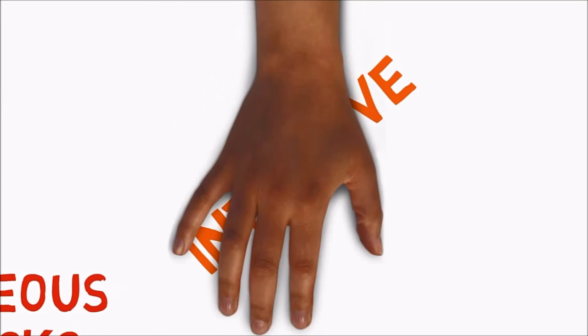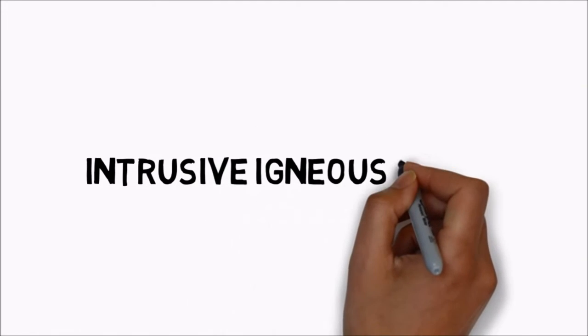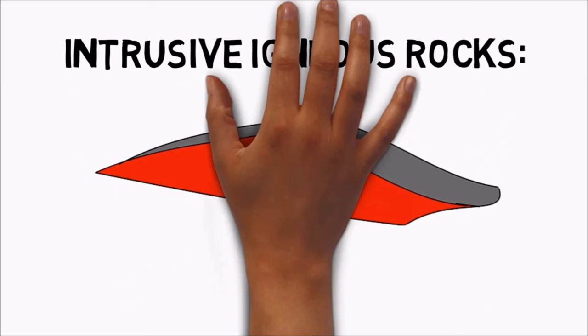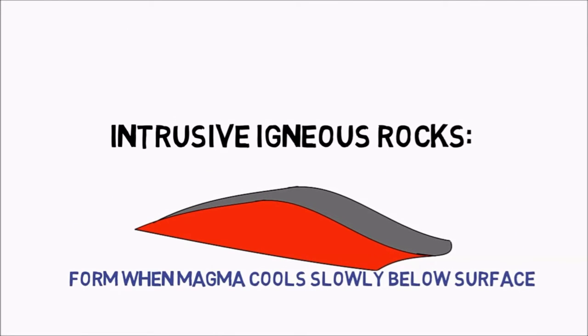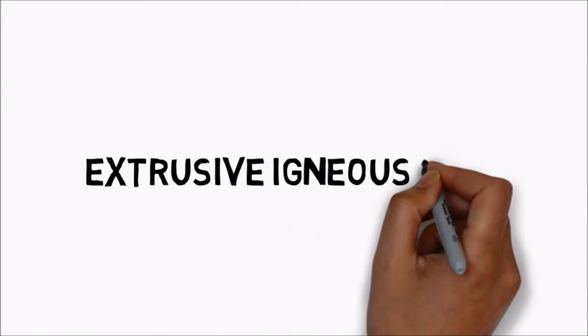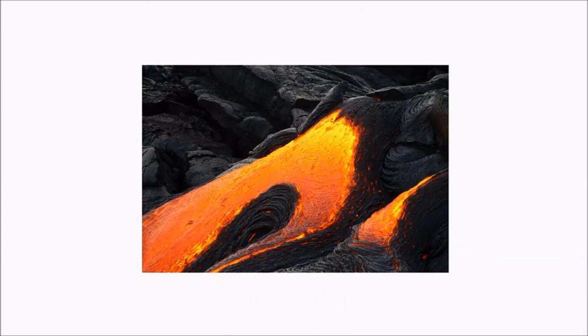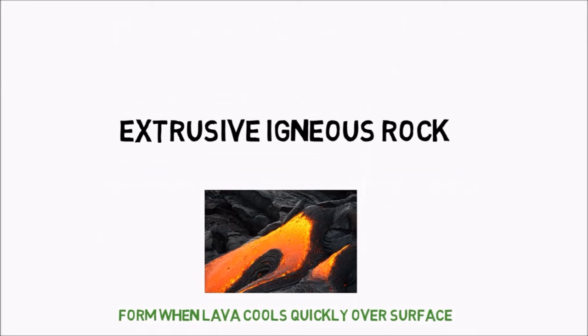Igneous rocks are subclassified into intrusive igneous rock and extrusive igneous rock. Intrusive igneous rocks are formed when the magma cools below the surface and the cooling takes place very slowly. Example for intrusive igneous rock is granite. Extrusive igneous rocks are obtained when the magma gets to the surface, that is, it becomes lava and cools very quickly. Example for extrusive igneous rock is basalt.